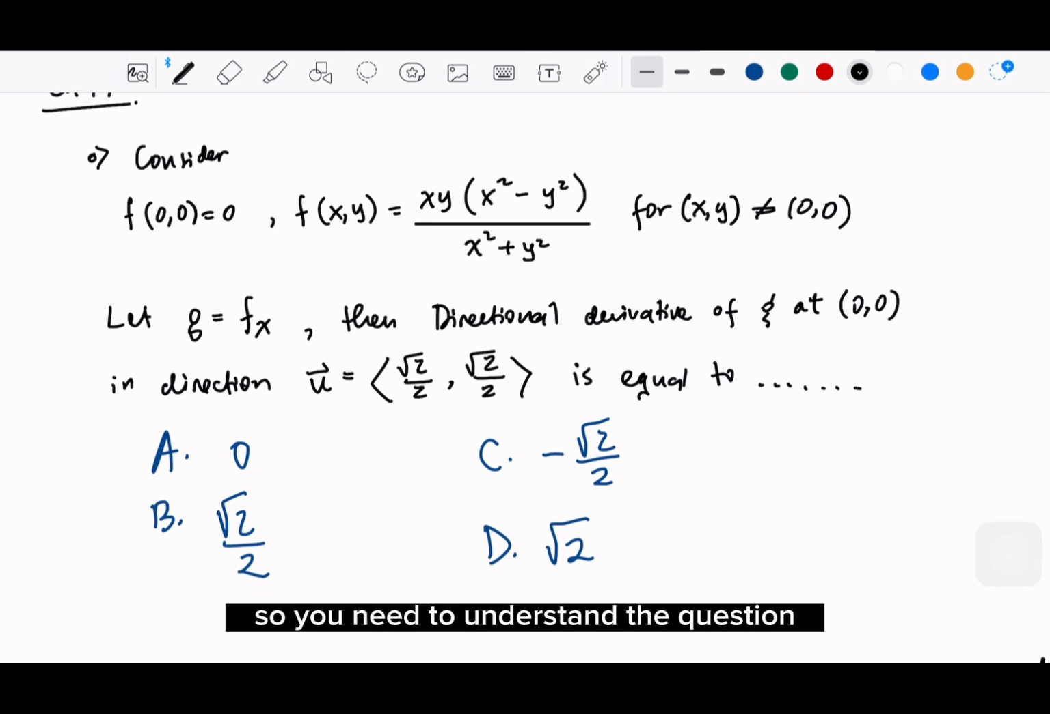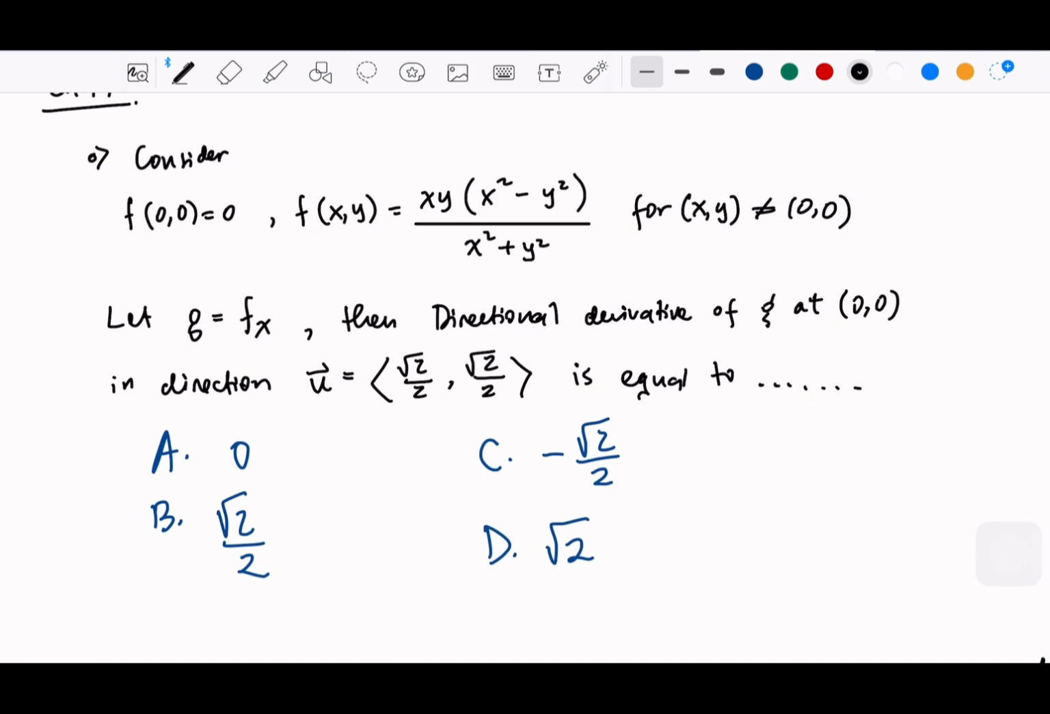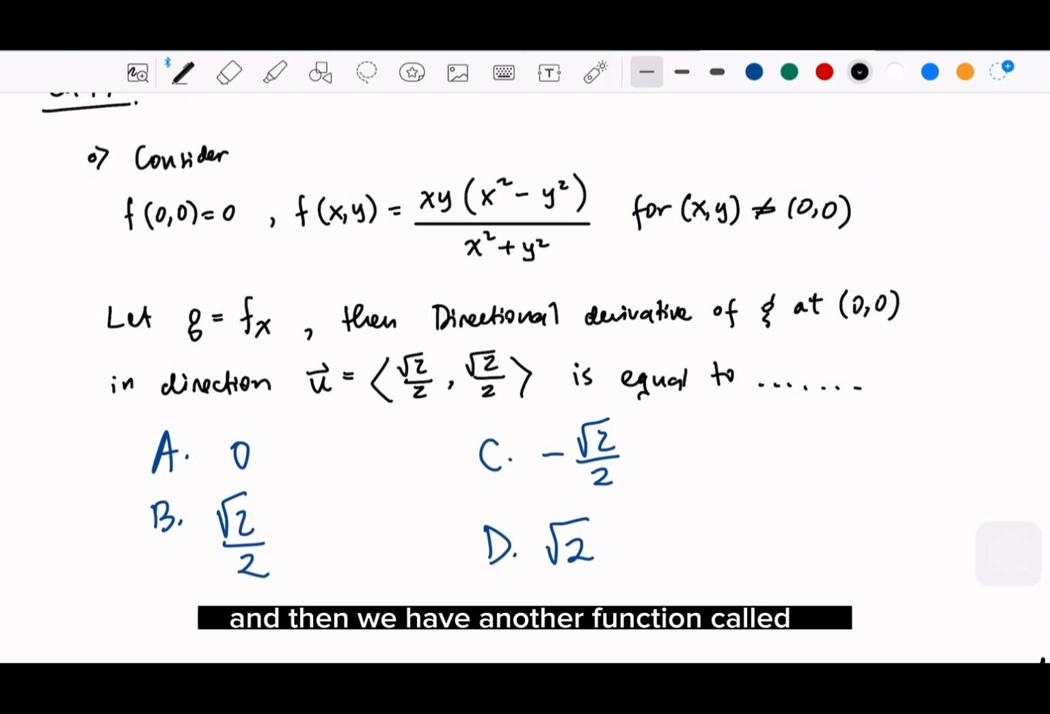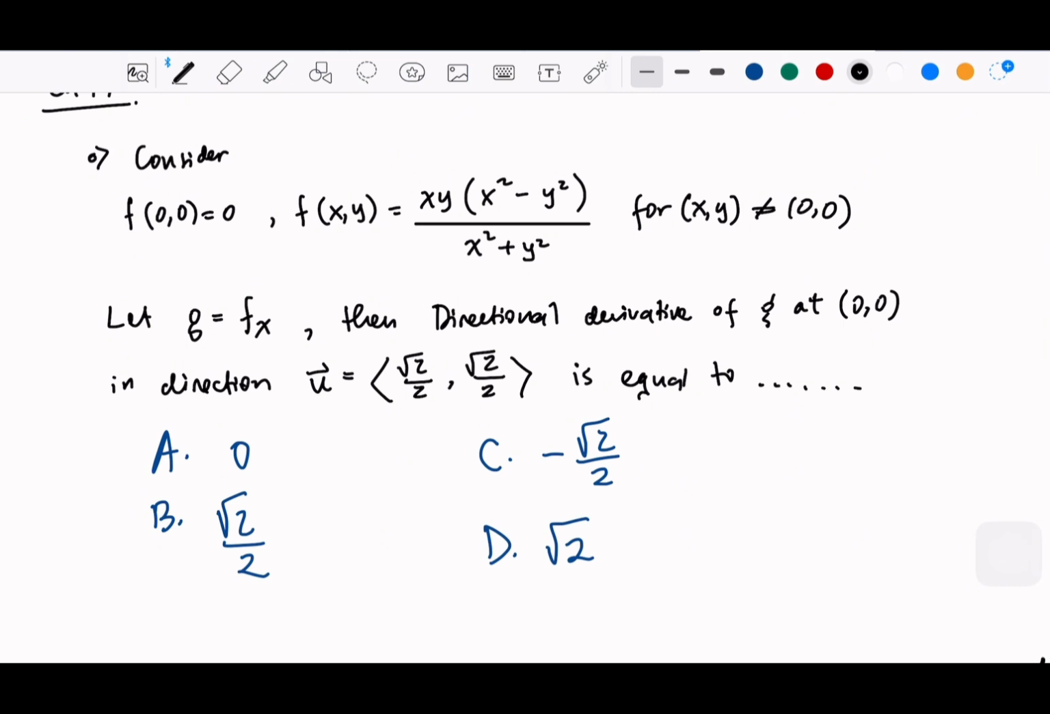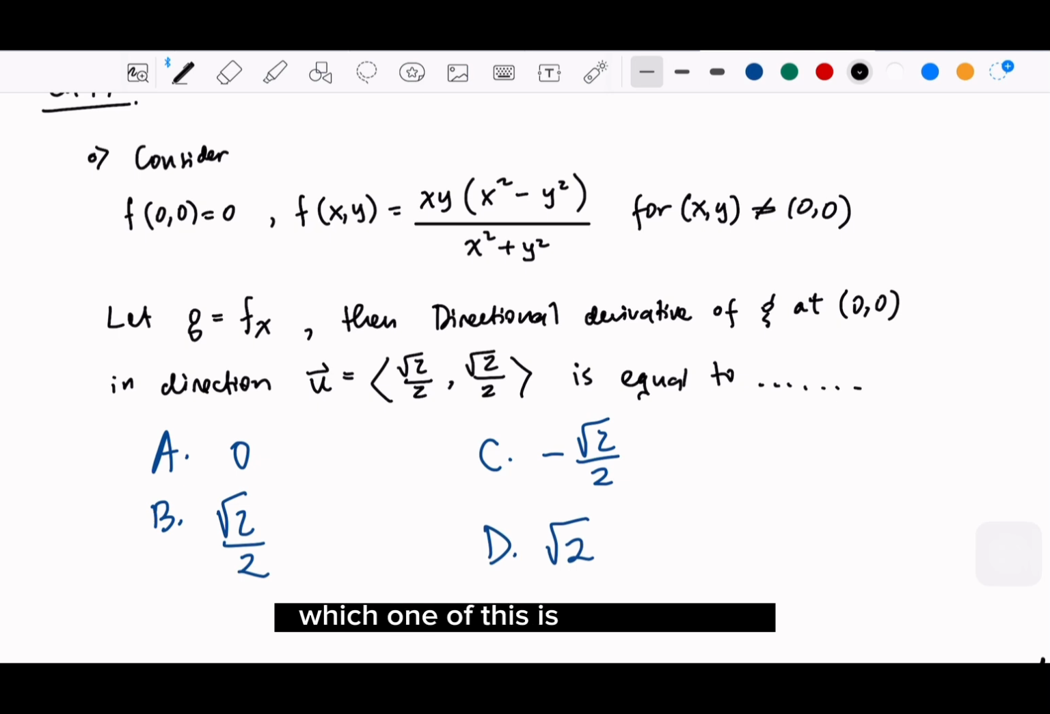So you need to understand the question, which part is going to be our concern. We are given the function of two variables x, y. And then we have another function called g, which is the partial derivative with respect to x of this f, right? So I hope you understand which one this is going to refer to. It's going to be the directional derivative of this g, so the partial fx.